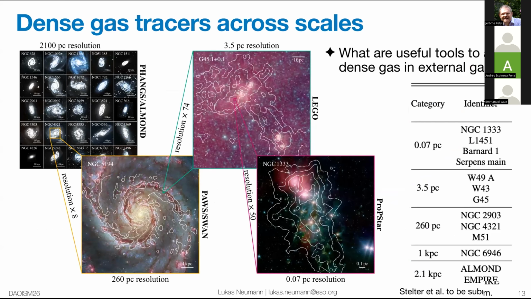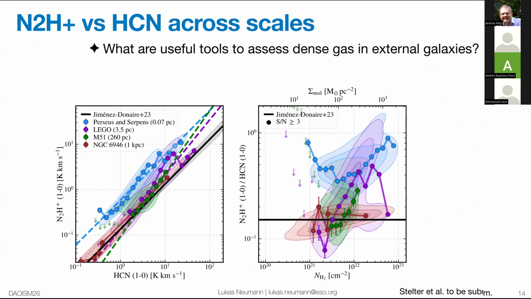And just two more slides on what Sabrina did. She combined the data set from LEGO with what we have extragalactically. So this is SWAN, what Sophia already presented, and ALMOND, what Antonio showed. And then also including higher resolution data from more nearby clouds from the PrOPS survey, where Jaime was also involved. And we looked at how HCN and N2H+ compared across all of these studies.